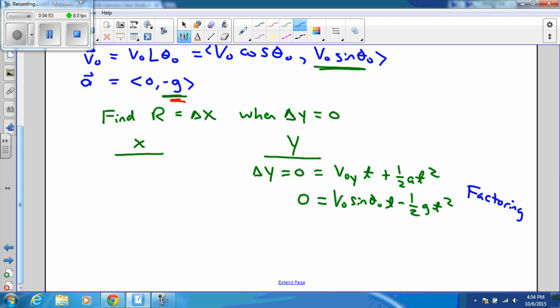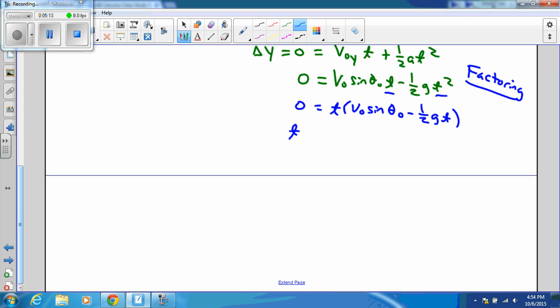As I tell my math students all the time, factoring is your friend, and so it is here. I have a common factor of t that can be factored out. And that gives me two possible solutions for t. One of those solutions is t is equal to 0. That's this one right here. And the other solution is that this whole thing is equal to 0.